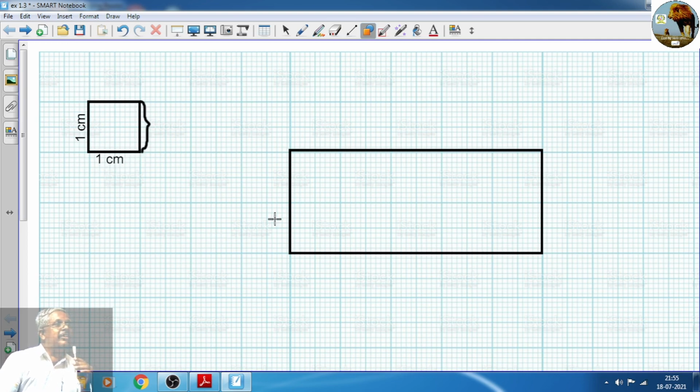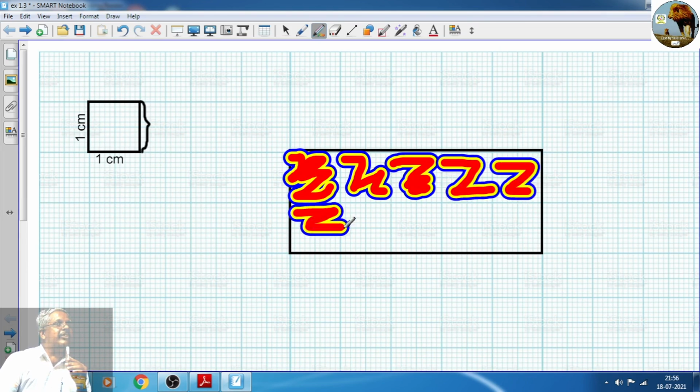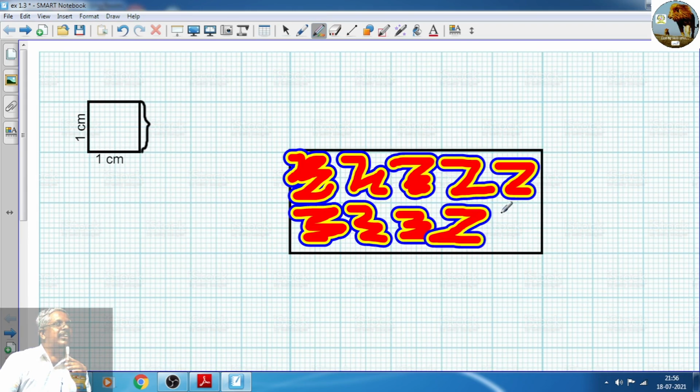Now let us focus on this place here. I have the first square filled, second square filled, the third square filled, then the fourth square, then the fifth square. Naturally this is going to be 6, this is going to be 7, this is going to be 8, this is going to be 9, and this is going to be the 10th.